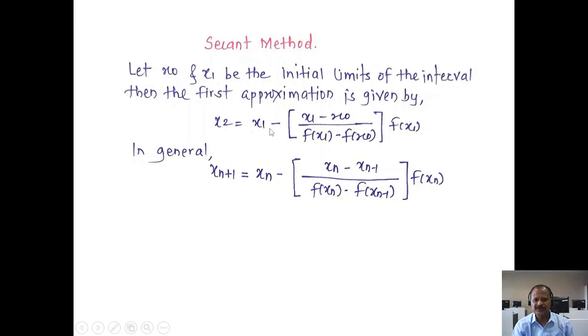So, x2 is equal to x1 minus (x1 minus x0) divided by (f of x1 minus f of x0), into f of x1. Then we have to find x3. Then x3 is equal to x2 minus (x2 minus x1) divided by (f of x2 minus f of x1), into f of x2. So, this is the formula. Now, we will see one example.